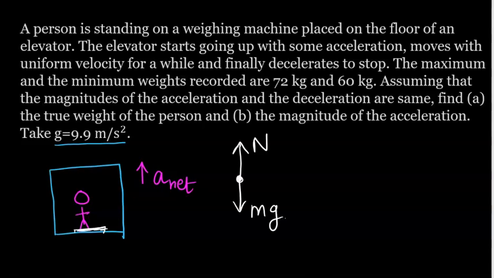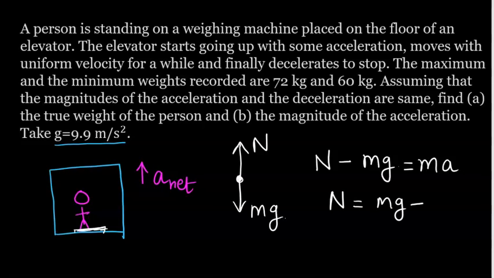Since the net acceleration is upwards, we have N minus mg. N is greater than mg, so N minus mg is equal to ma. So N is equal to mg plus ma. Since N is the weight actually measured by the weighing machine, N is mg plus ma.